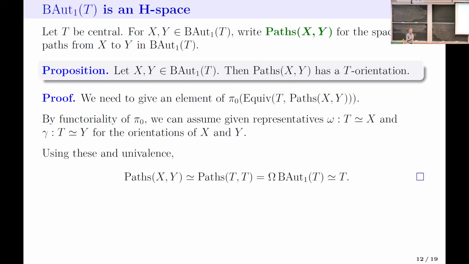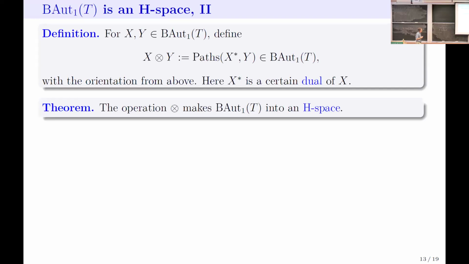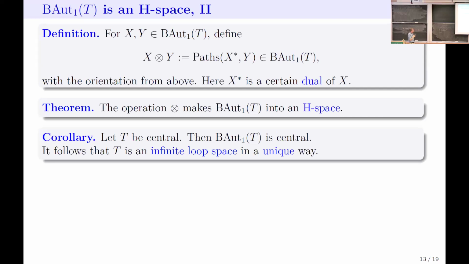And this is going to be the thing that gives me the binary operation. There's a slight twist. I'm going to start with two things in B01 of T. I'll define this tensor notation to be the paths not from X, but from a certain dual of X. So I don't want to explain exactly what it is, but I have to kind of flip the orientation roughly on X. And that's, again, an element of B01T because I have a T orientation for it. And that turns out to make B01T into an H space, which was the other thing we needed to do. And so it follows that B01 of T is central.